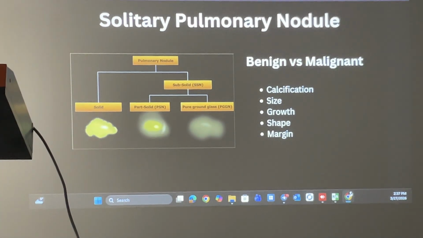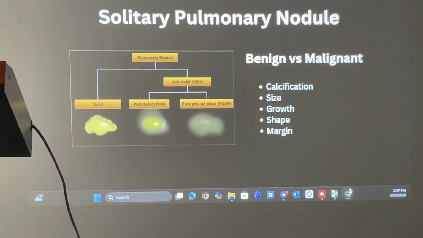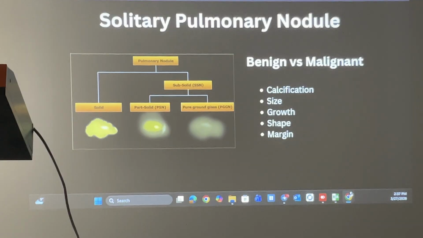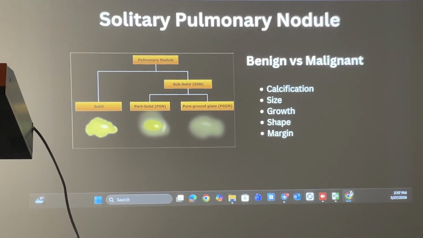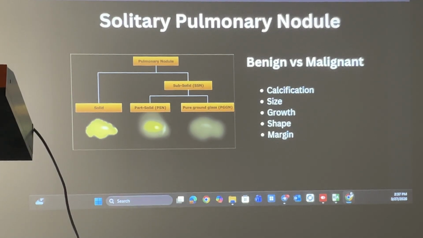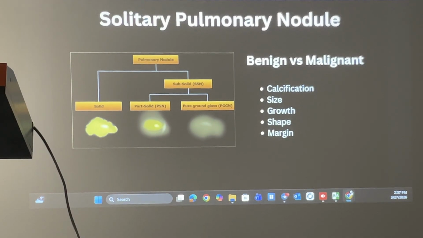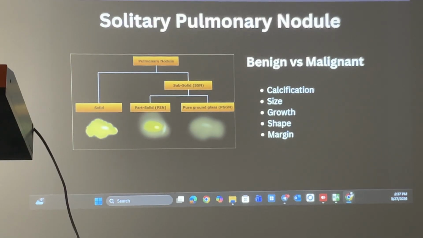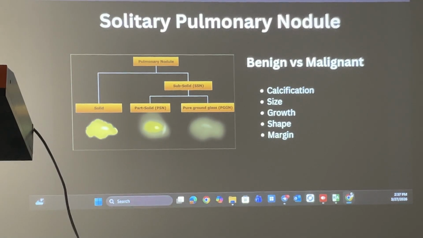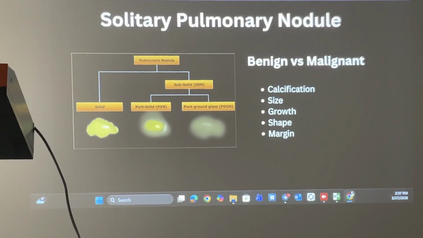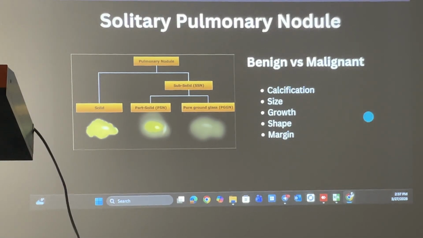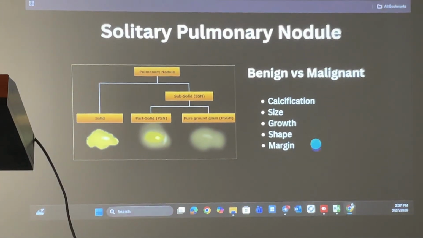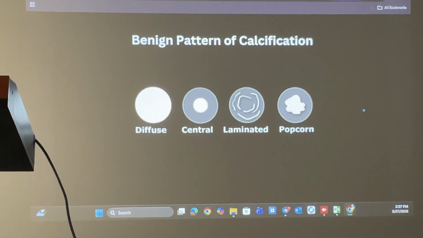multiple. In evaluating a solitary pulmonary nodule, the critical question to be answered is whether the nodule is most likely benign or malignant. So the answer to the question of benign versus malignant will depend on many factors, including the availability of previous imaging studies, which can help greatly in establishing stability of the lesion over time. And also you should look for calcification, size, shape, margin, and we'll discuss one by one.